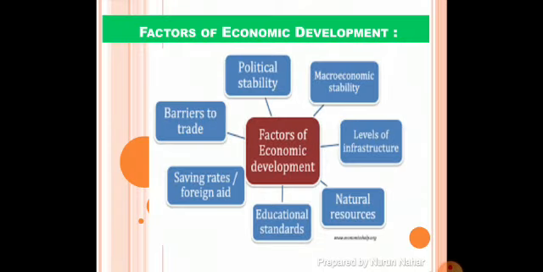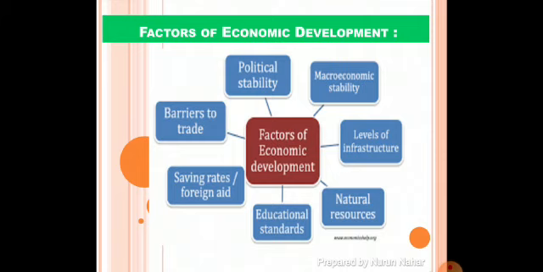Now, we can see the factors of economic development. Economic development depends on macroeconomic stability, levels of infrastructure, natural resources, educational standards, saving rates or foreign aid, barriers to trade, political stability. That is, in a country, if the levels of infrastructure, that is roads, communication, transportation system, banks, insurance systems, improve, then economic development will occur.